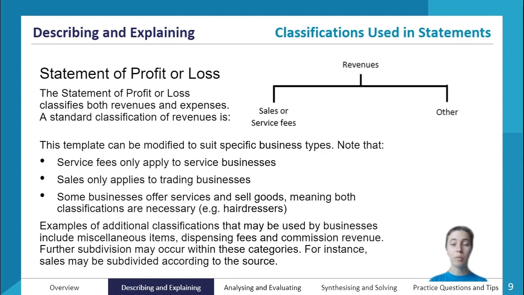So for example, with commission revenue, if it is a real estate business and the organization has some kind of revenue system where you receive a commission for certain sales of something. And also further subdivision can occur within the categories as well. So sales could be subdivided according to the source of the sales. And that would probably occur in, like I said earlier, a bigger business where you need to organize things out more.